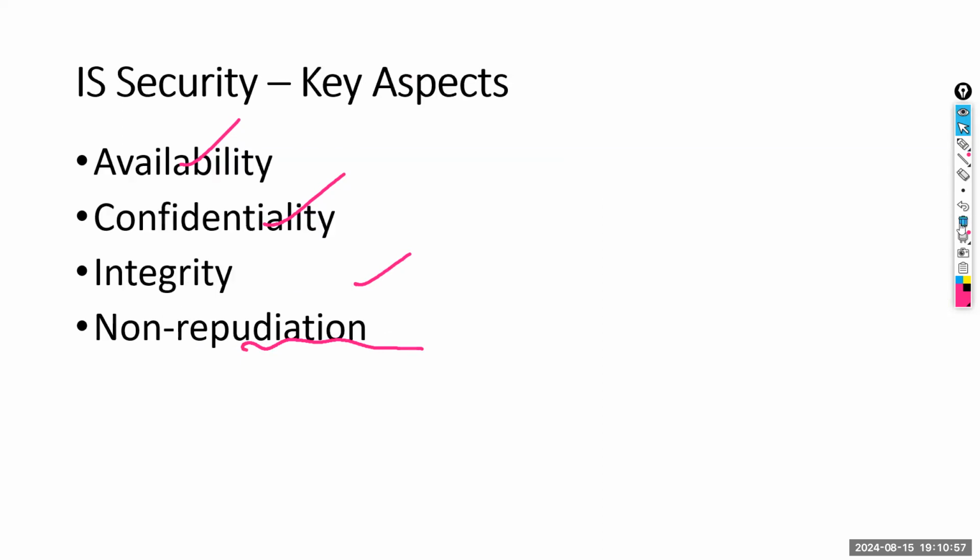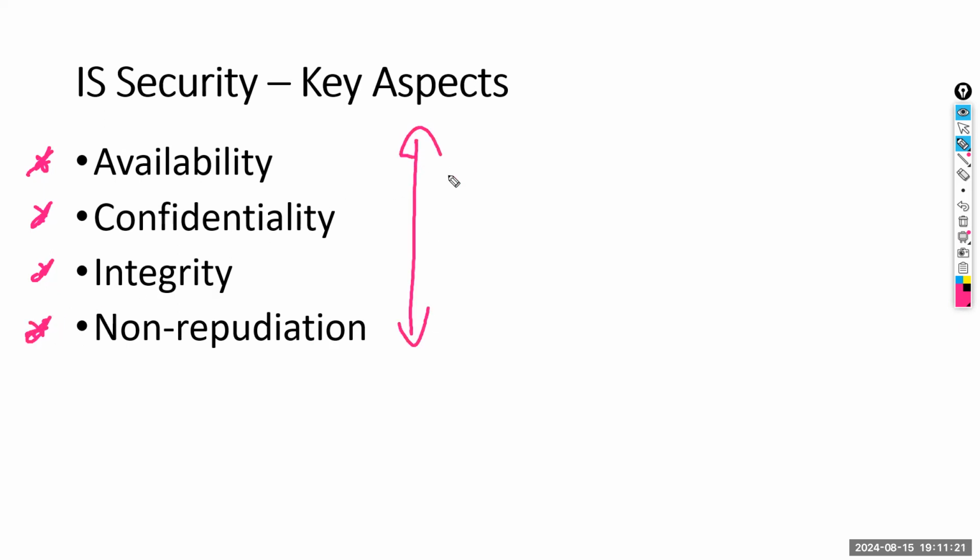Right. What are the key aspects of security? Or when we say securing information or information system security, what are the four key aspects? So this is a super important slide. If you can make sure the availability is there, confidentiality is there, integrity is there, non-repudiation is there, we are pretty much done. So that is what we are targeting. Make sure the information availability is not compromised, confidentiality is not compromised, integrity is not compromised, non-repudiation is there. So let's take one by one.